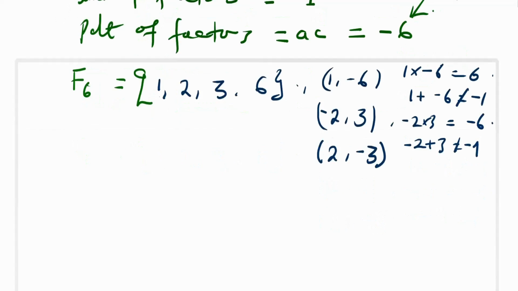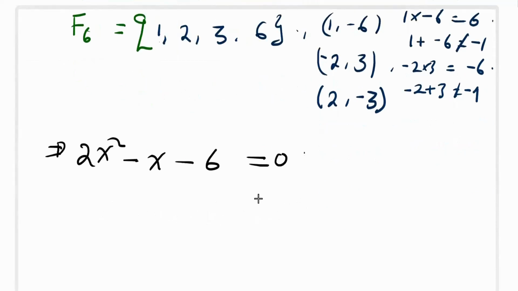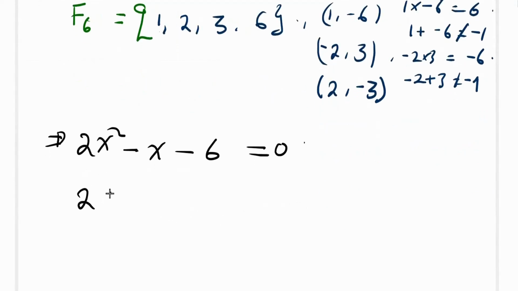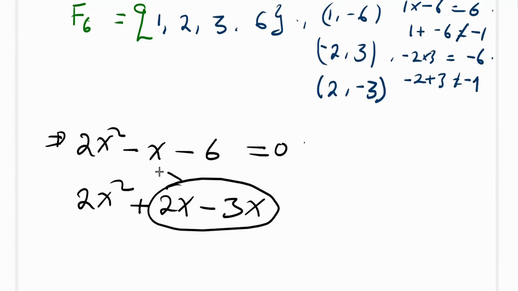That means I have to come back to our equation, which is 2x squared minus x minus 6 equals 0. Then I'm going to substitute in, so I have the 2x squared. Then in here where we have negative x, I'm just going to put plus 2x, then minus 3x. As I've said, if I simplify this, I'll go back to the original. I've not changed any meaning of the equation. Then minus 6 equals 0.